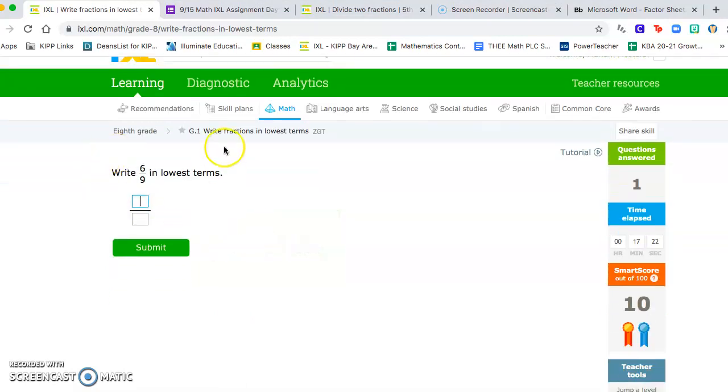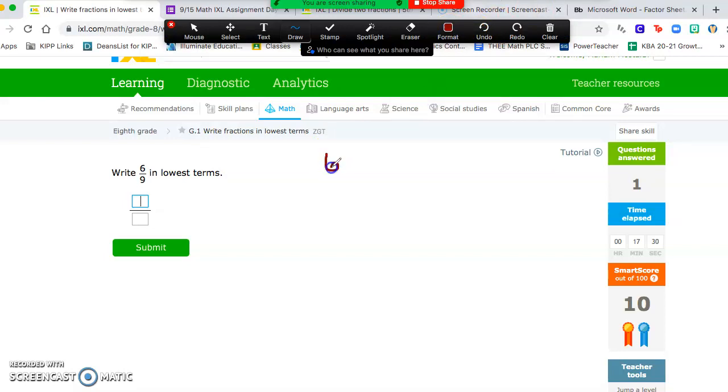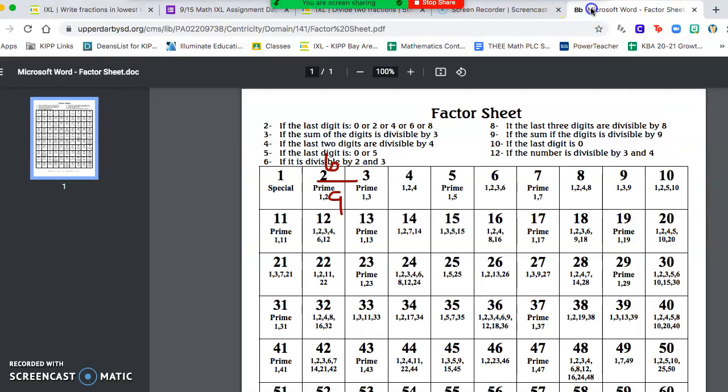Okay, so same thing. You have 6/9. What are you going to do? You're going to simplify this. So again, we take 6 and 9. Here's 6. Here's 9. And then you're going to find the greatest common factor between them. Again, if you want to look at your factor sheet, you can.